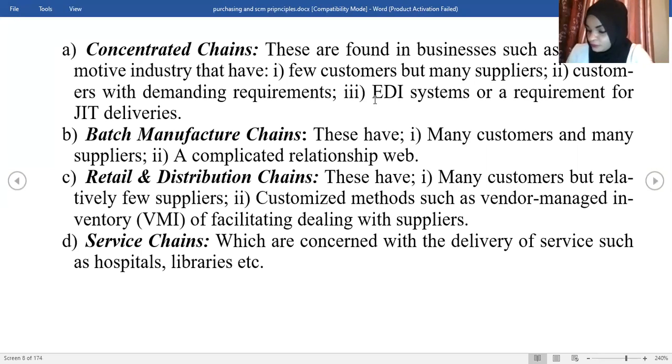Yeah. Then the other type of chain is the retail and distribution chain. And this chain is everywhere where we have retail industries. And it is characterized by many customers, but relatively very few suppliers. So for example, we have few retail industries. Retailers, when wanaanza tu biashara. Retail industry or retail chains. For example, Tuskys is a retail chain because it has many branches.